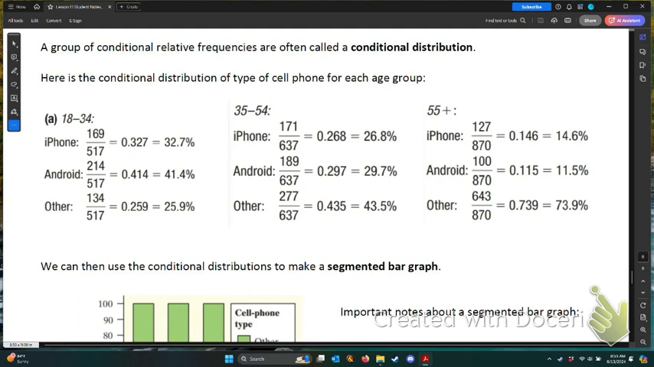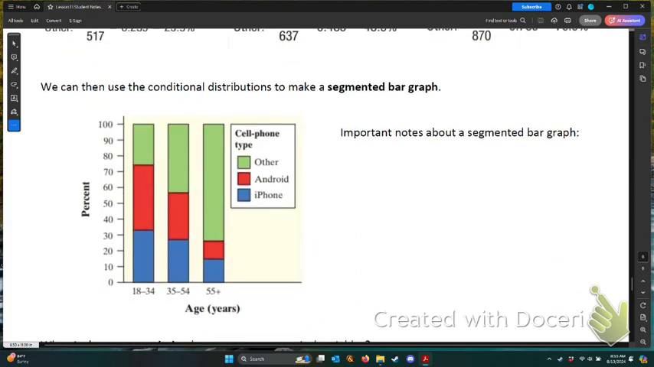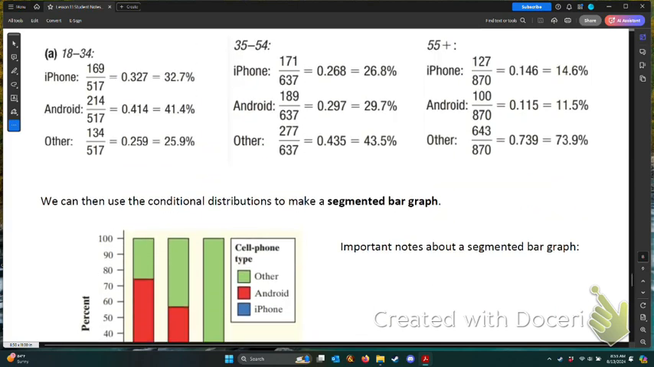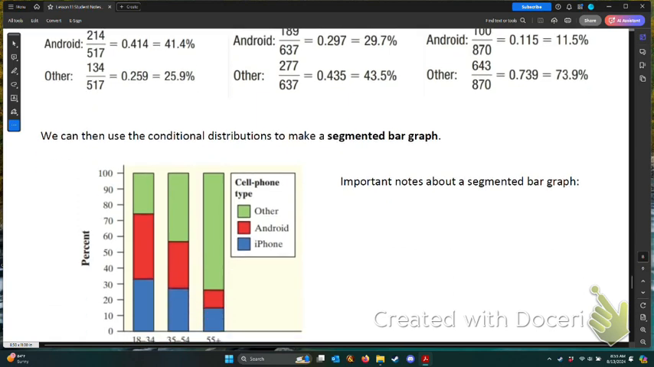Have you guys ever heard of a segmented bar graph before? Yeah. Probably you've seen it or used it. Here's what it looks like. So what we do is we basically take the data for each of the conditional relative frequencies, each of the categories, and we turn it into a stacked bar chart, basically.